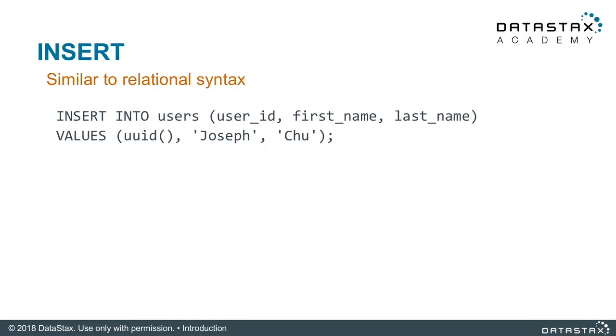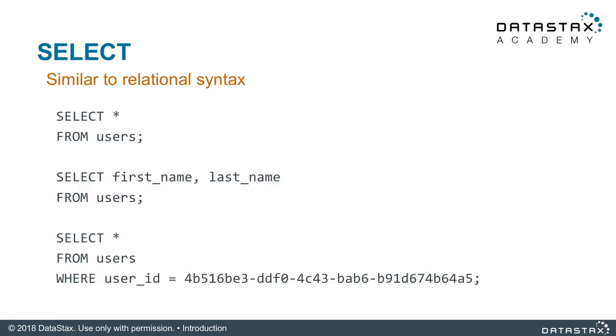CQL insert syntax looks and feels similar to SQL relational syntax. So if you're coming from the relational world, no worries. This should feel very familiar. In this case, we're inserting a UUID as the user ID, Joseph as first name, and Chu as last name. We'll cover how the semantics differ later. It's the same thing with select statements. Again, this should feel very familiar if you're coming from the relational world.